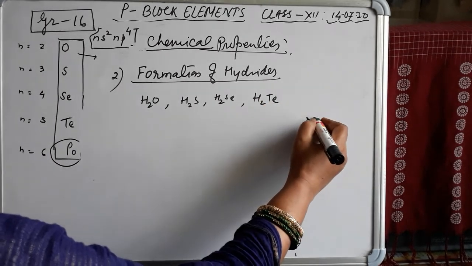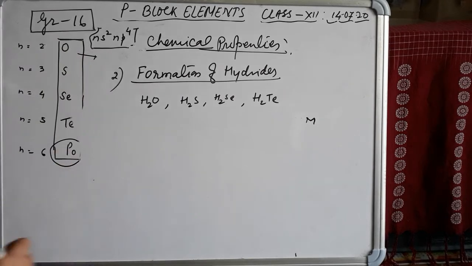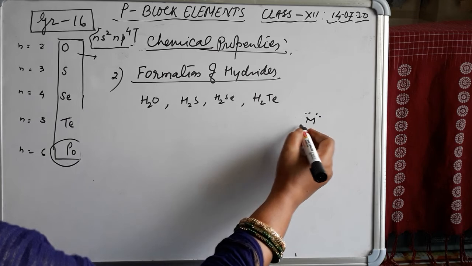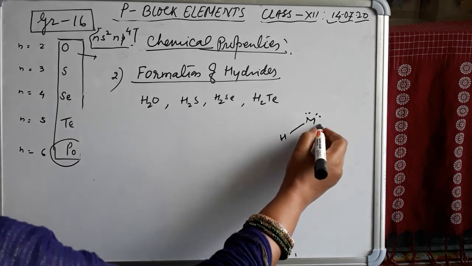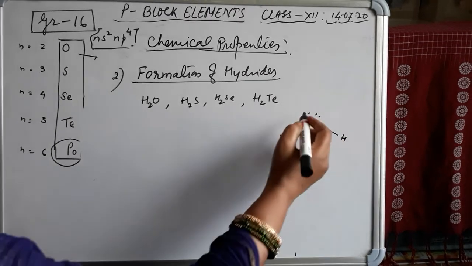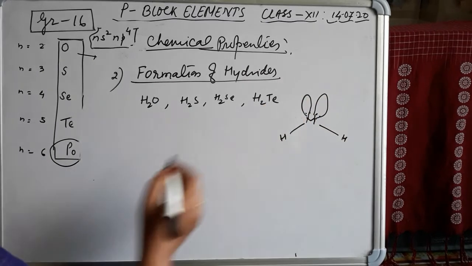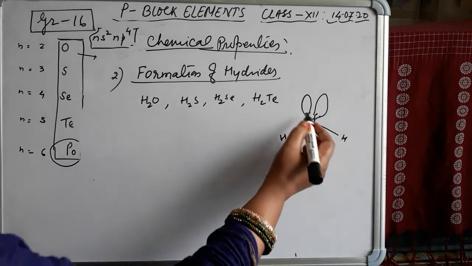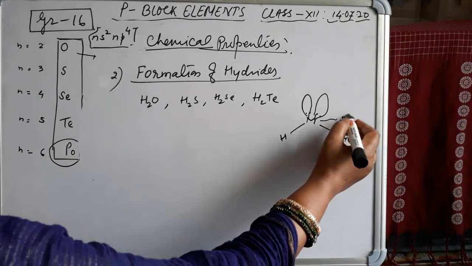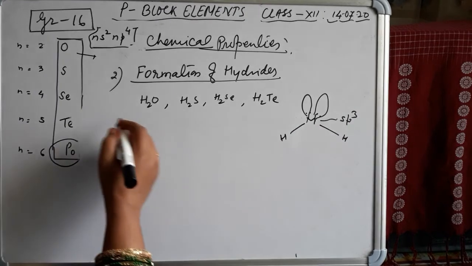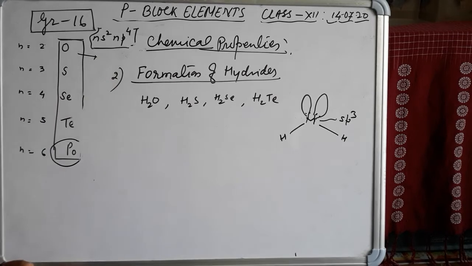Suppose we represent the family member of this group by M, and it has 2 lone pairs and 2 MH bonds, like this. So what will be the hybridization? 1, 2, 3, 4. This is sp3 hybridization. So students, family members of group 16 form hydrides when treated with hydrogen and form this type of structure.